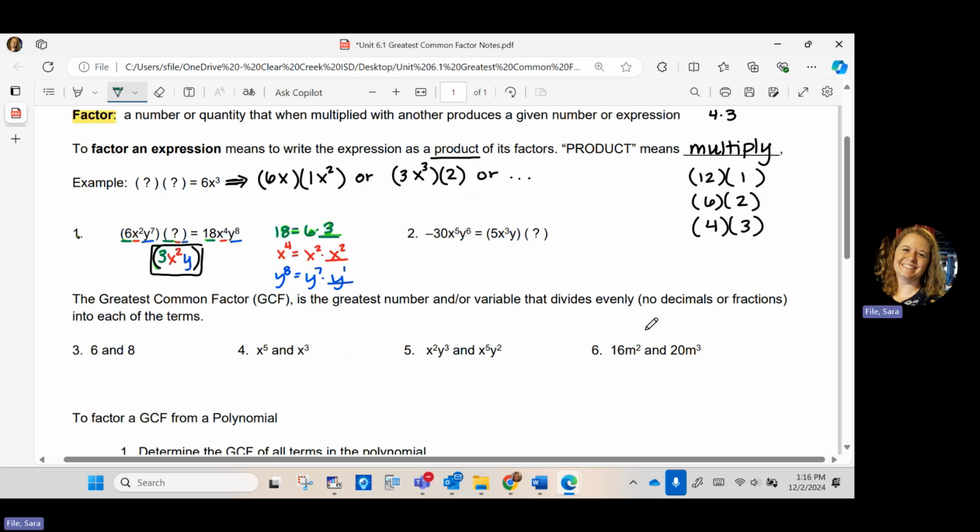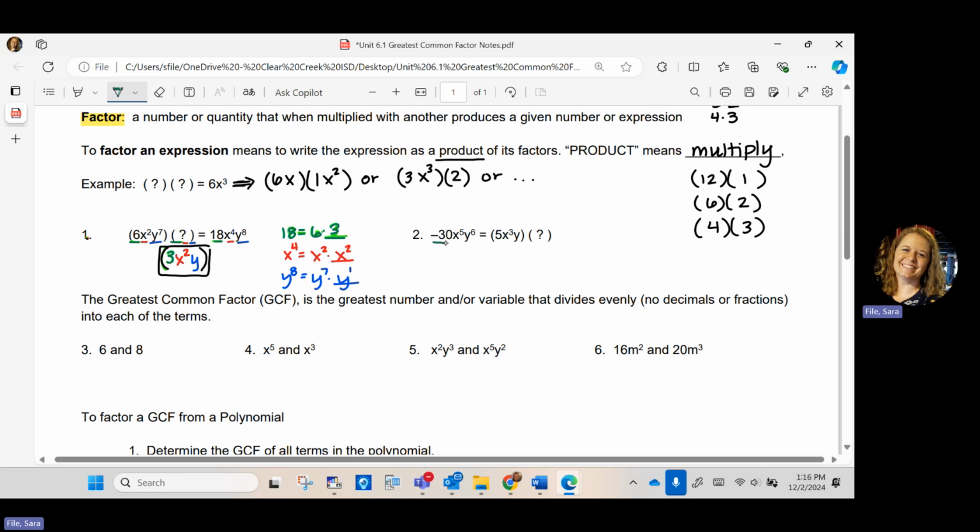All right, let's try it for number 2. Okay, so we've got a product over here where we know one of the factors. We want to know this other factor. When these are multiplied together, they equal this product. Okay, so I'm going to break it down again. So I want it to equal negative 30. It's going to be 5 times what?